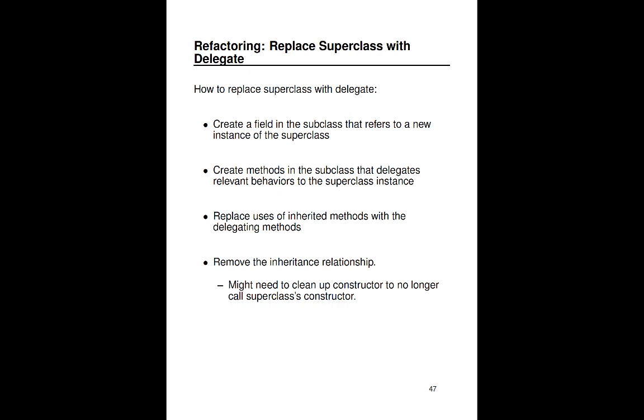And then you remove the inheritance relationship. No code is relying on that relationship anymore, and so you no longer extend that class. Now, when you do this, you might need to do things like clean up the constructor to no longer call the superclass, and there might be some other little things to change there. But these are the steps that you go through to pull apart a superclass-subclass relationship and replace it instead with a delegate relationship.